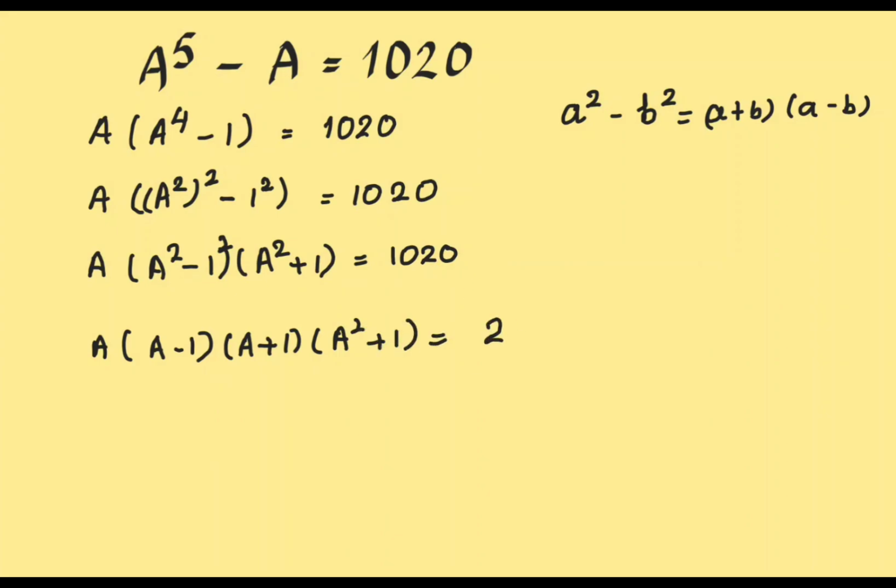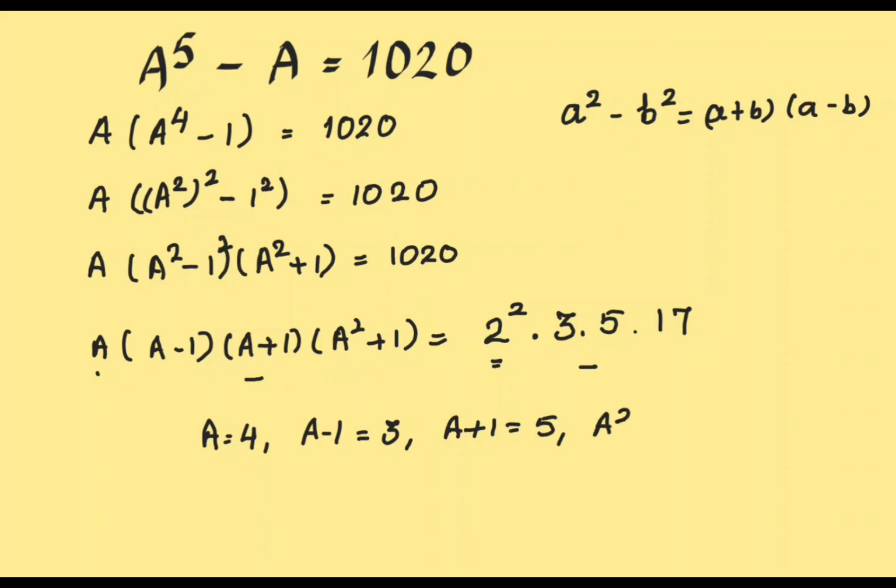this number, this is 2 square into 3 into 5 into 17. If we compare left hand side and right hand side, a can be equated as 4. Therefore, a minus 1 will be 3, a plus 1 will be 5, and a square plus 1 will come as 17. Therefore, your answer will be 4.